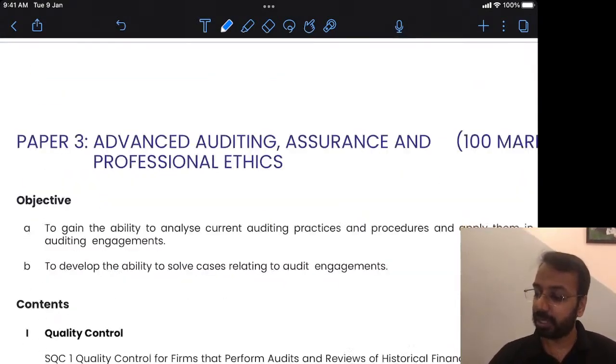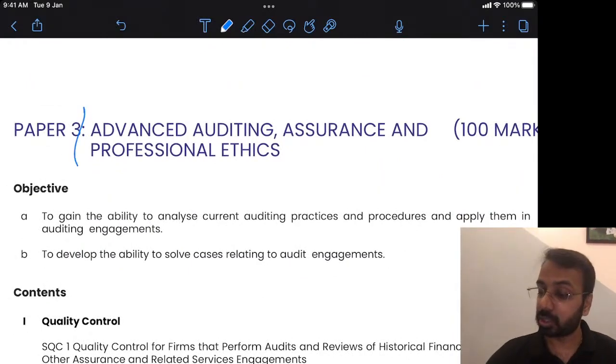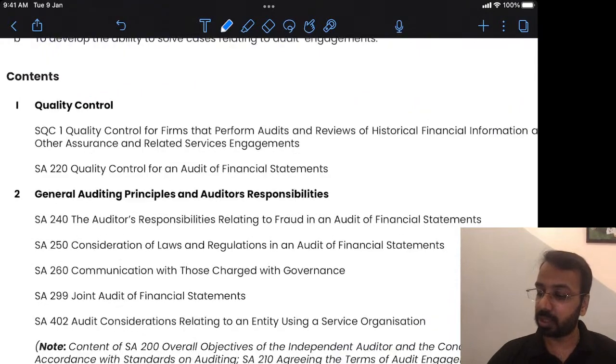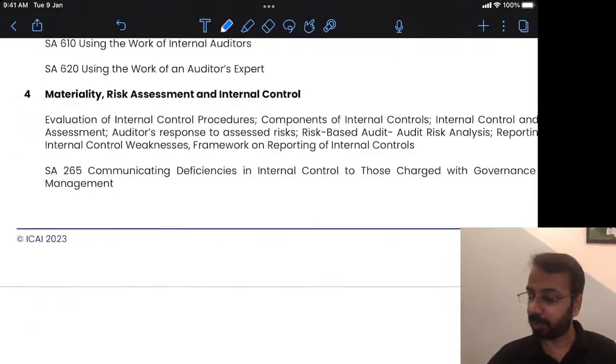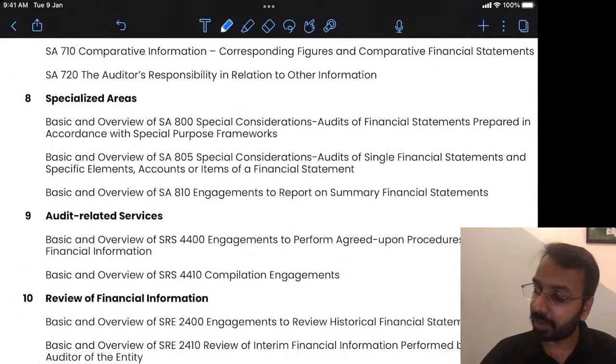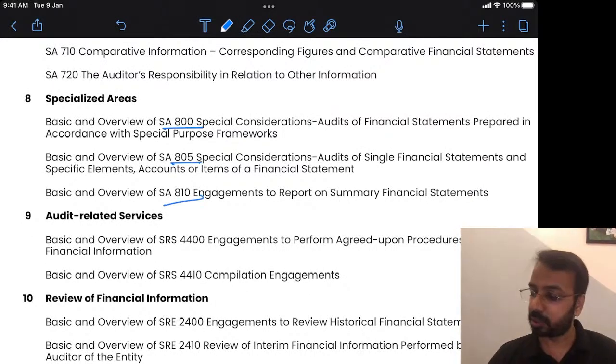Then you have advanced auditing and professional ethics, advanced auditing, assurance and professional ethics. So you have SQC 1, SA 220, all the standards which are there, those are kept. Then they have added overview of SA 800, 805, 810. So this also needs to be covered. SRS 4400, 4410, this also needs to be covered.